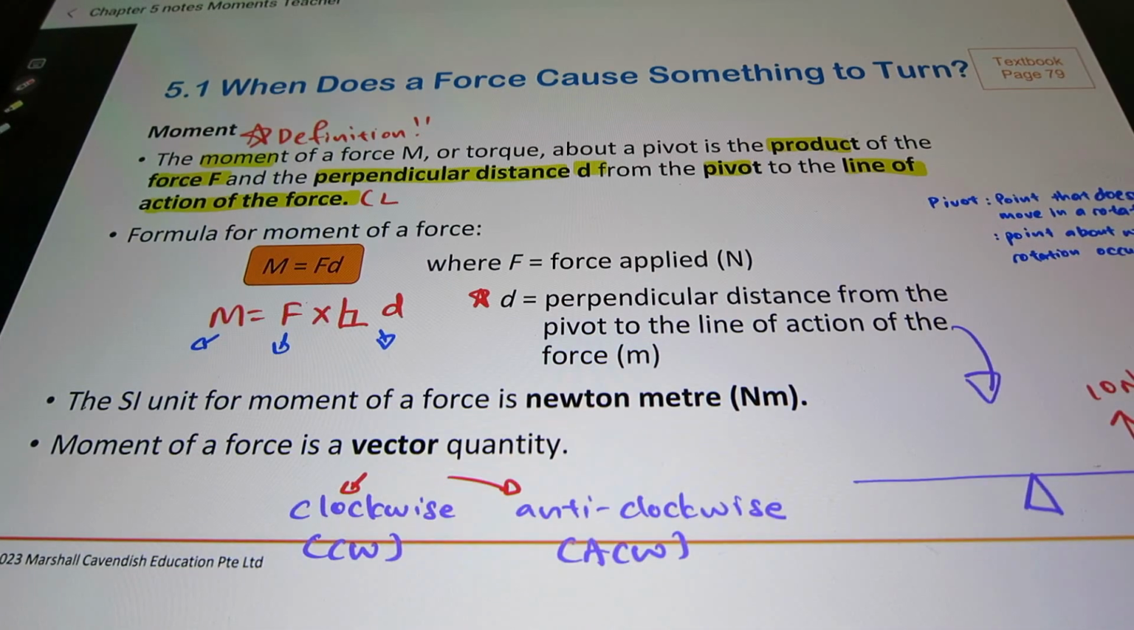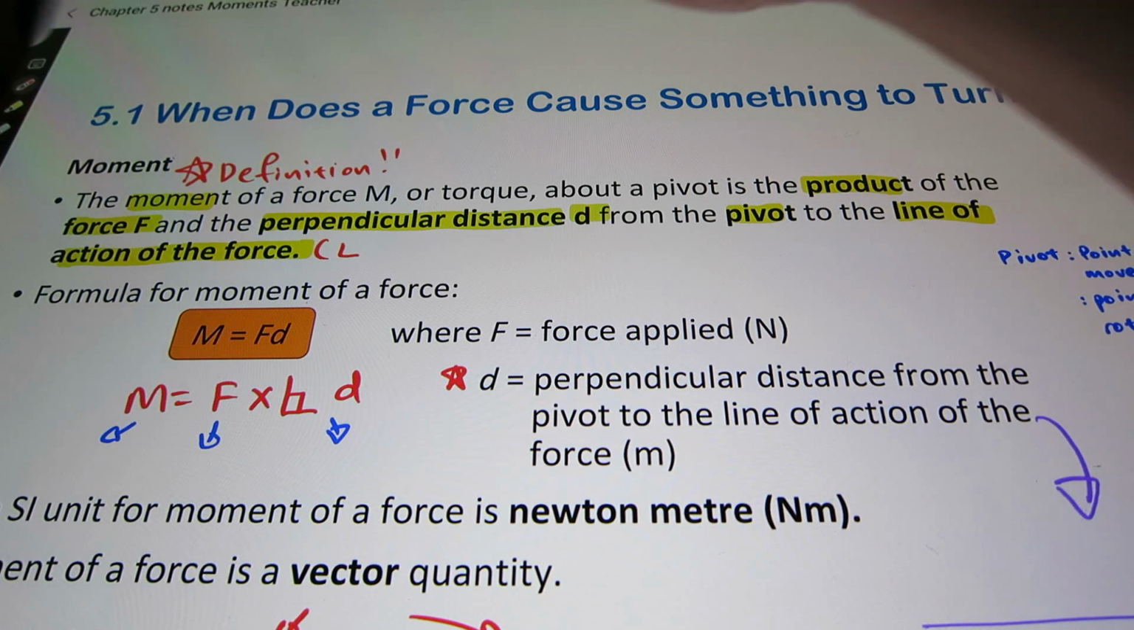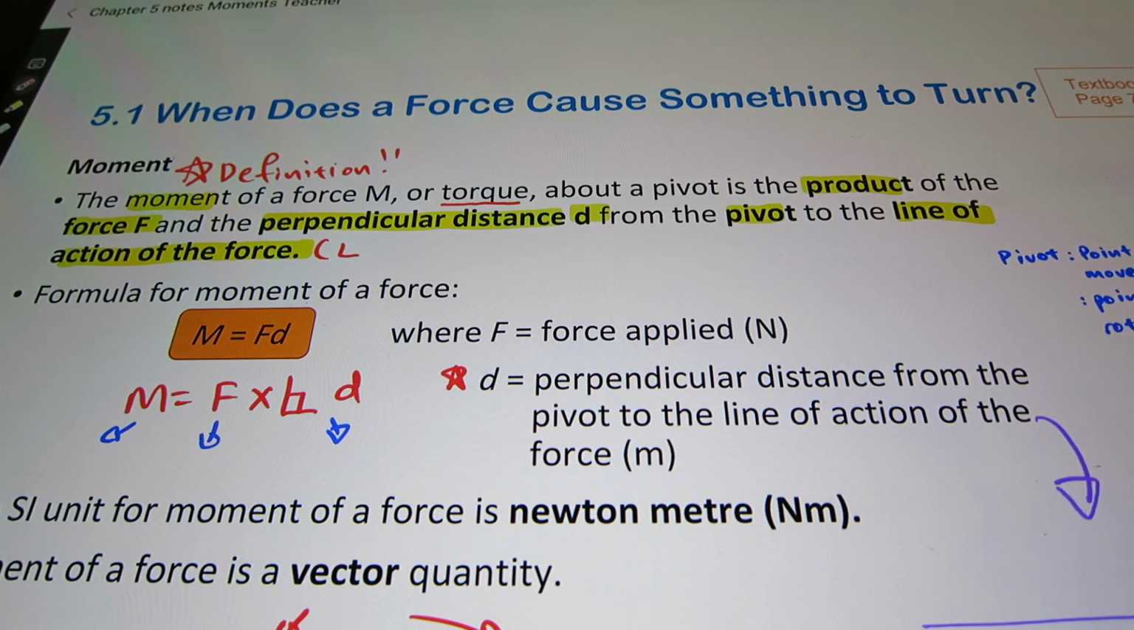So this slide is a very important slide. Let's talk about a few things first. One, the definition of the moment of a force. The moment of a force is also sometimes known as torque. So it is either referred to as the moment, turning effect of force, or the torque. All of these three mean equivalent things.